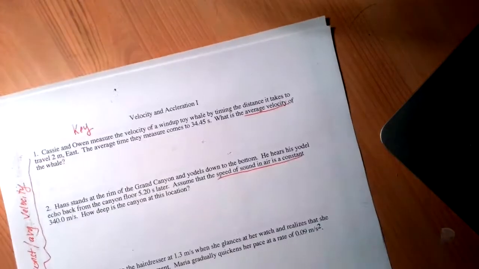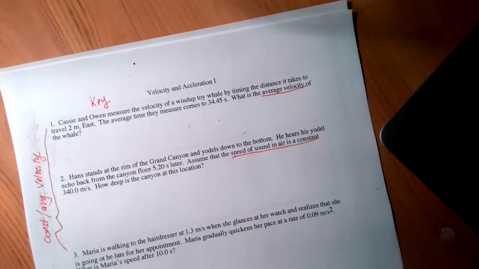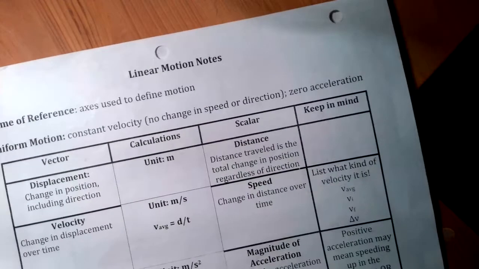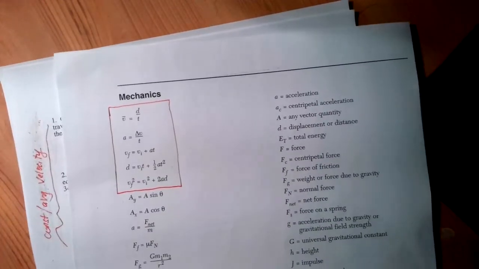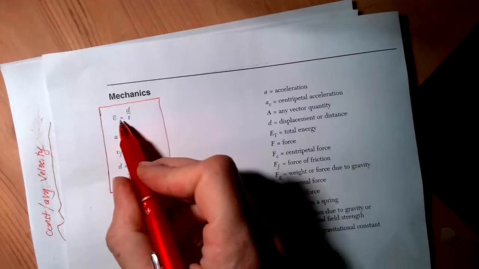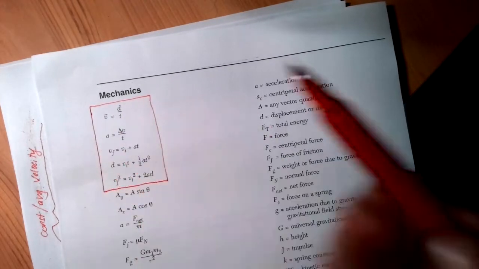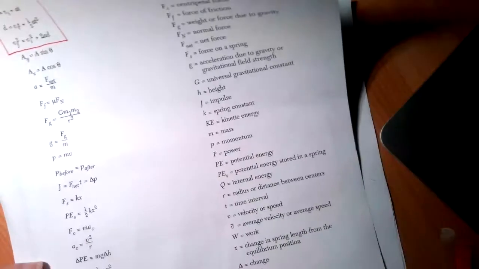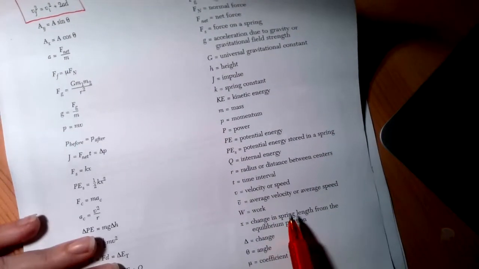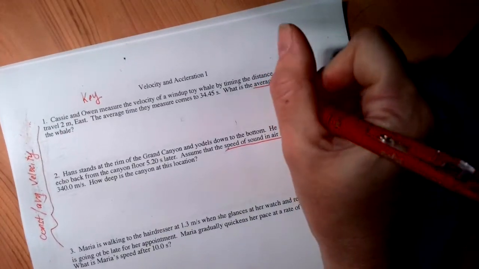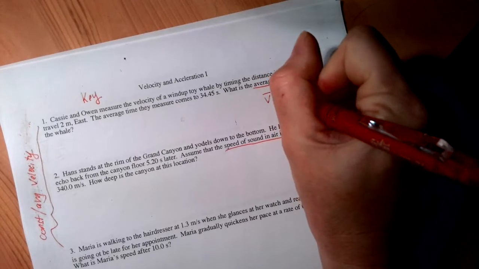It means we can use this really simple formula, which is listed on your notes, but also on the front of your reference tables. It's the first formula in the reference tables. They're using this V bar, and if you come down here, you see that V bar means average velocity or speed. So V equals D over T.